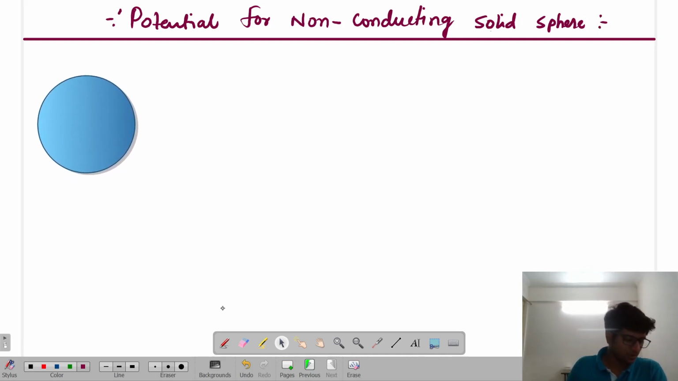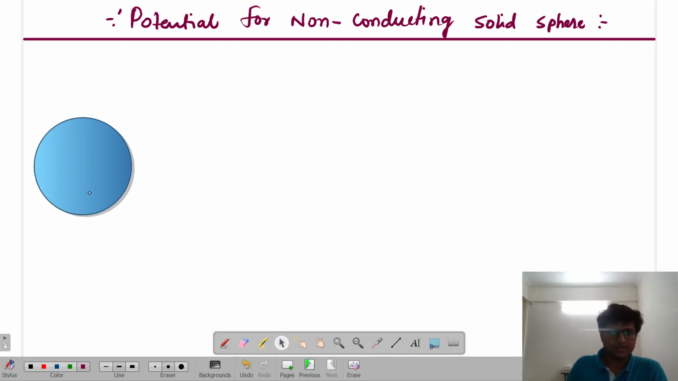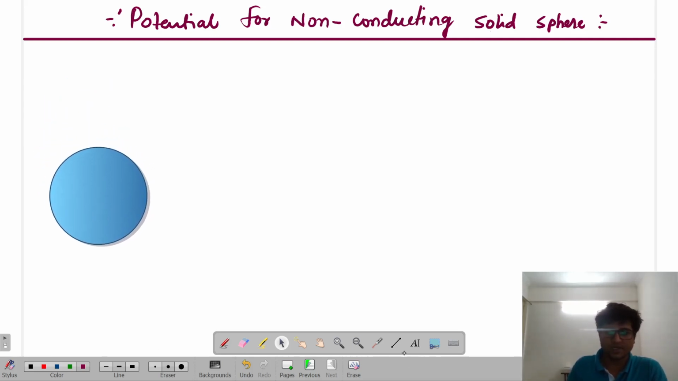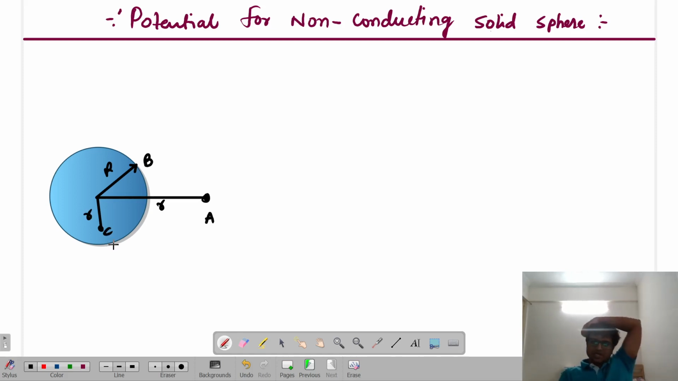ठीक है? Chalo. Now look over here. If I consider the solid sphere, once again I have three different points. One external point, one surface point, and one interior point. Okay, let me name them A, B, C, because we use charge Q. Now try to see.